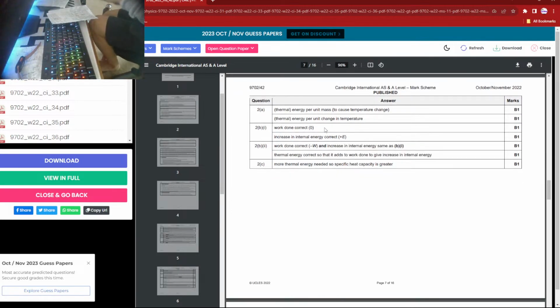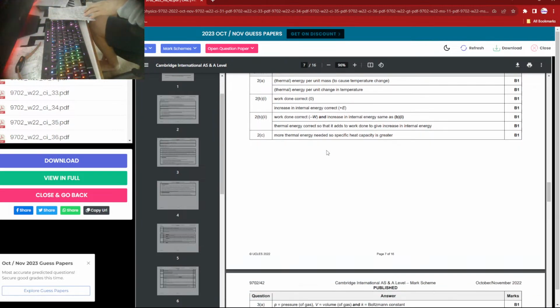Work done is 0. Increasing internal energy is E. Okay, that's correct. For the next one, work done, correct, negative E. And increasing internal energy, same as in B1, so that will be E. Thermal energy correct, so that it adds to work done to give increase in internal energy. So it's just W plus E. Yeah, okay. So to see more thermal energy needed, so specific heat capacity is greater.